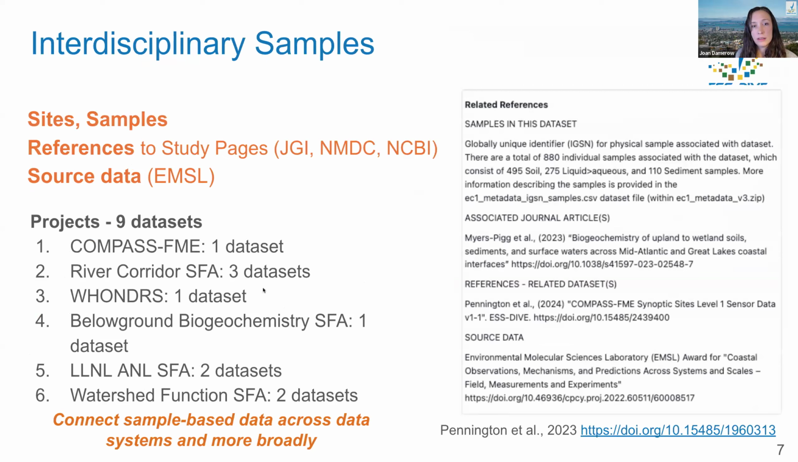Interdisciplinary sample studies are a little different. They often have related analyses and research outputs across multiple different data systems. So we worked through 9 example data sets so far where we connected data at both the data set level and at a sample level with these individual projects. So this is just one example. We have 6 different projects that work with us on this, and I'm just showing an example on the right here of our related references section on ESS Dive.